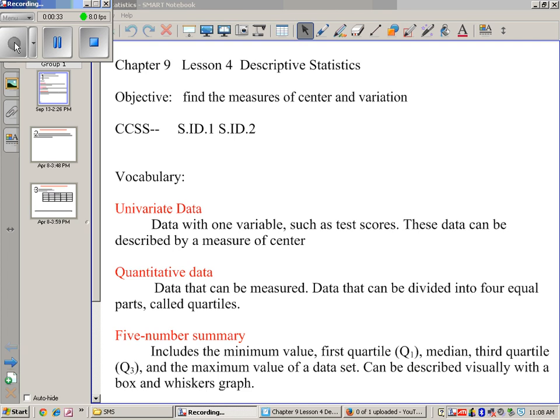And our last vocab word is 5-number summary. Includes the minimum value, first quartile, the median, the third quartile, and the maximum value of a data set. Can be described visually with a box and whiskers graph. As always, you may pause the video to write down your definitions and then continue when ready.